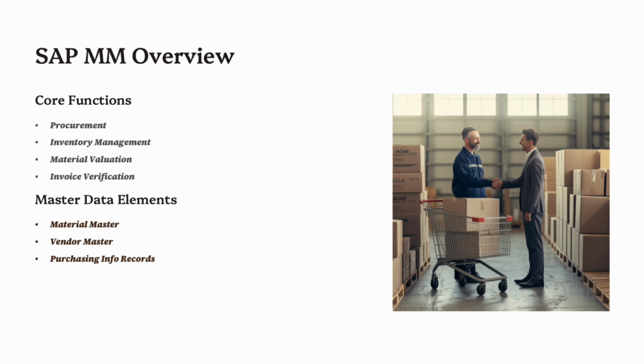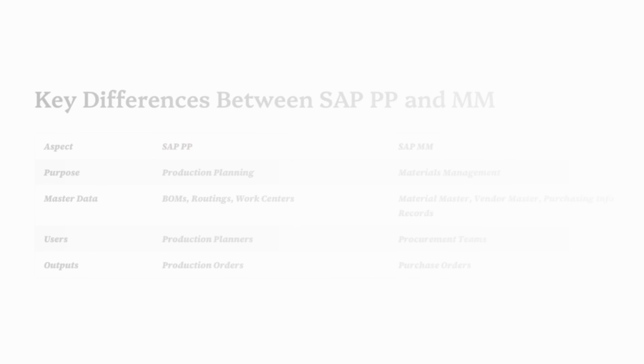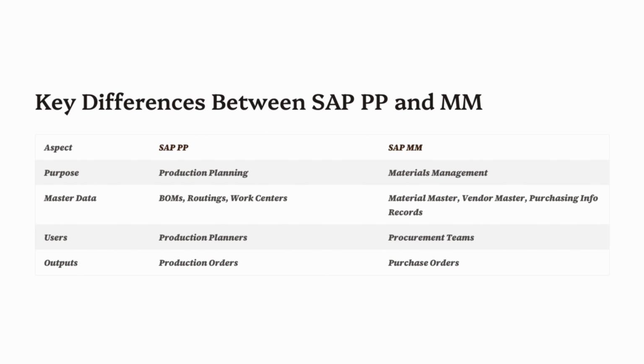The master data in MM includes Material Master, which contains all details about each material, Vendor Master, which holds information about suppliers, and Purchasing Info Records, which link specific materials with vendors and purchasing conditions. In real life, MM users are often buyers, procurement specialists, warehouse managers, and finance teams who need accurate material and supplier data.